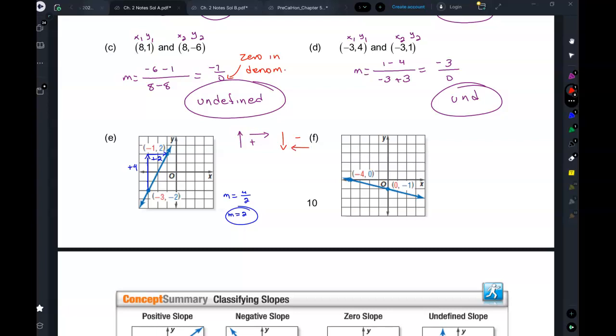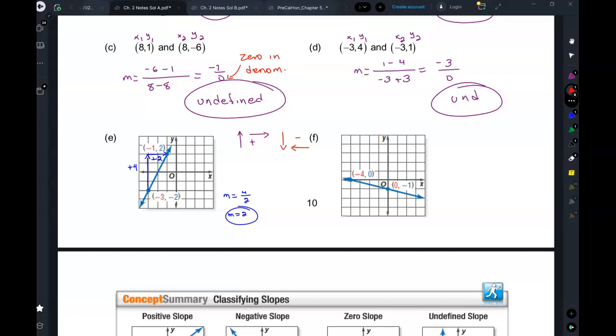For those types of problems, can you use m equals y2 minus y1 over x2 minus x1? You totally can. You can use x1, y1, x2, y2. It'll give you the same answer. This might be a little bit quicker, but whatever makes you happy.